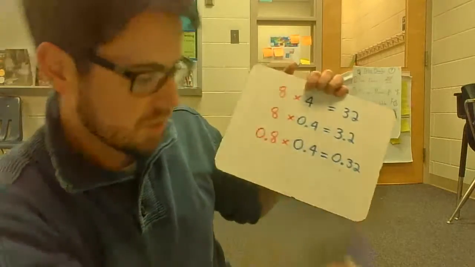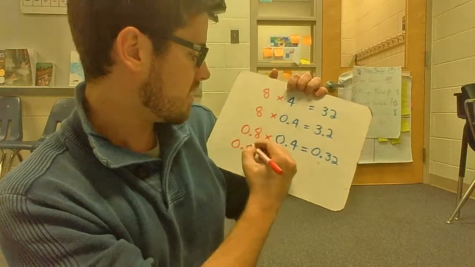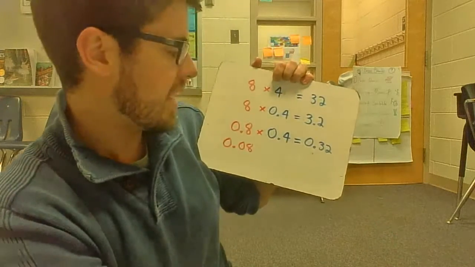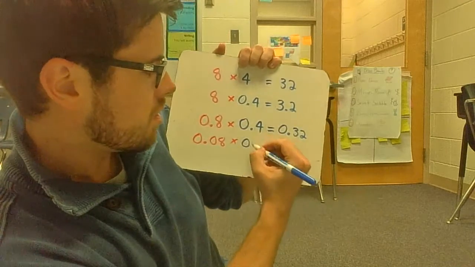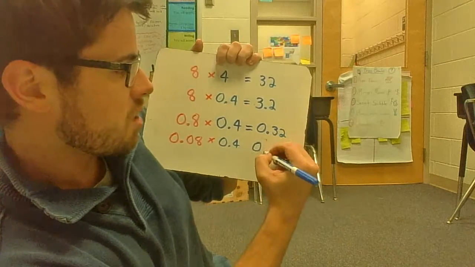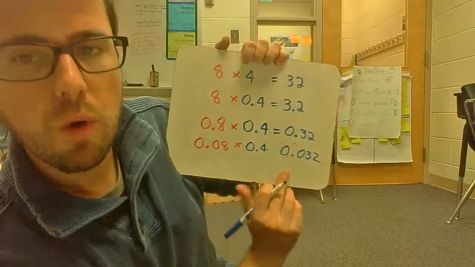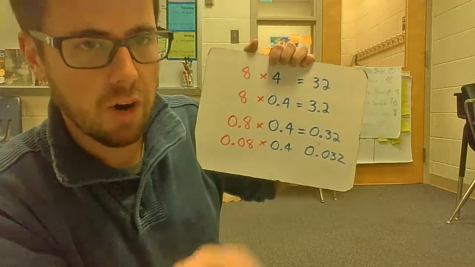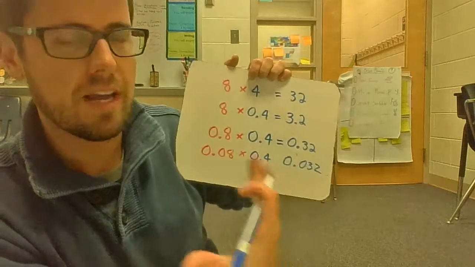All right. So you probably could predict what the pattern would be if we were to do 0.08, which is 10 times less, times 0.4. The solution would be 0.032. We hopped over one more space to the left. All right, so let's jump in and examine this rabbit strategy and see how it works.